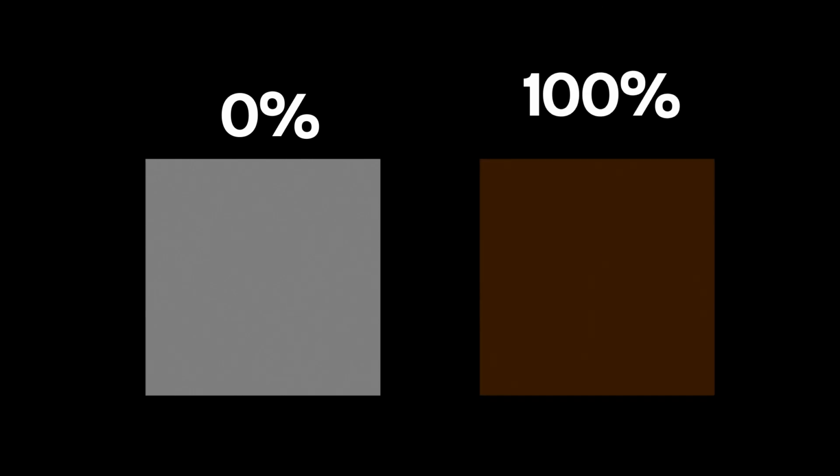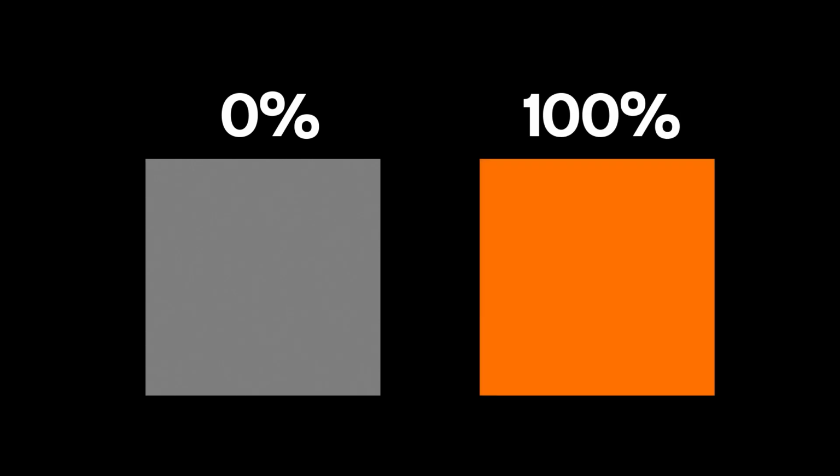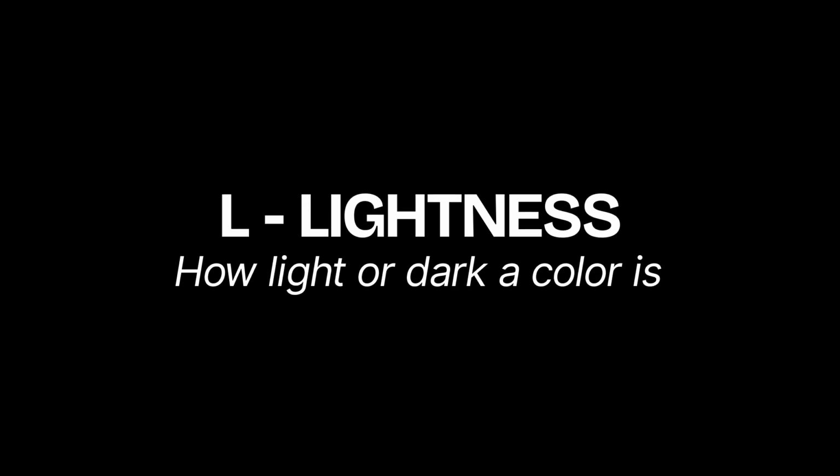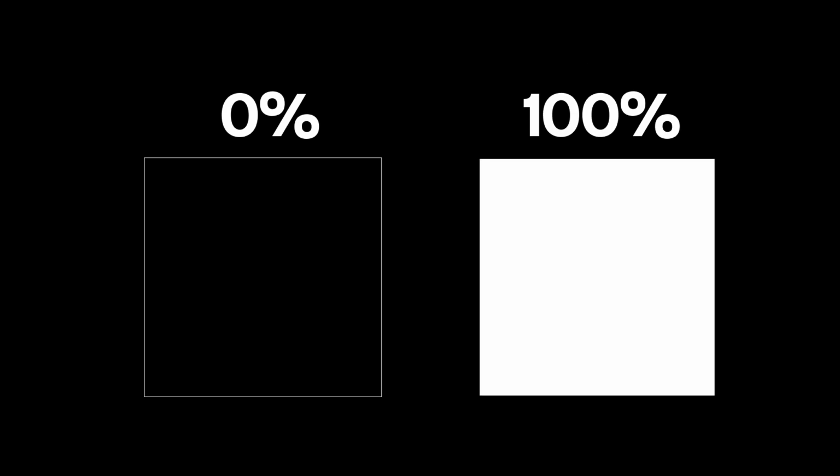The S in HSL stands for saturation, which is the intensity of the color. So at 0%, the color is muted and grayish, and at 100%, the color is vivid and full of life. The L in HSL stands for lightness, which determines how light or dark a color is. So at 0%, a color is completely dark, a black, and at 100%, it's completely light, which is white.